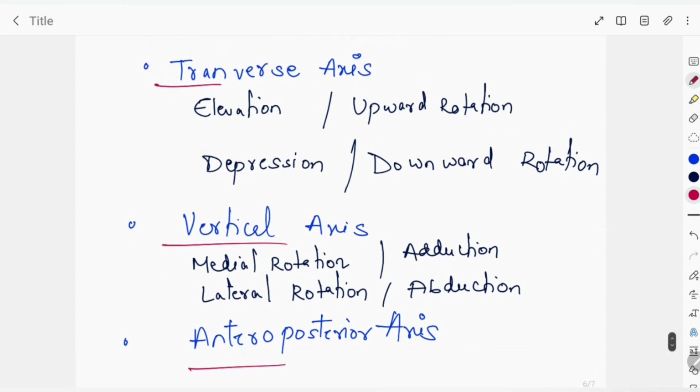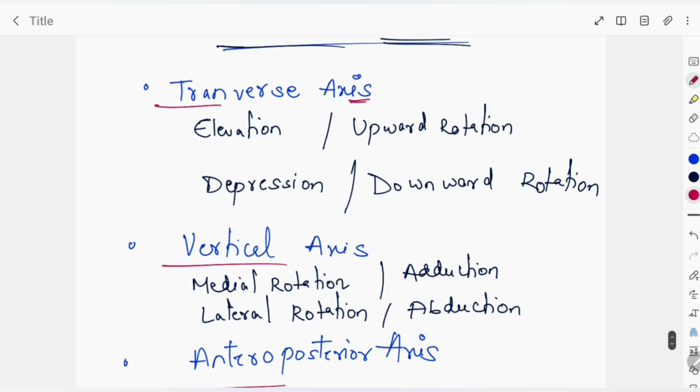The rotations take place like this: on the transverse axis there is elevation. What do we understand by elevation? It is the upward rotation. If we have to signify it through an arrow, this one is the upward rotation of the eyeball. The other one is depression. Depression is the downward rotation of the eyeball, like this. On the transverse axis, 2 actions take place: elevation and depression.